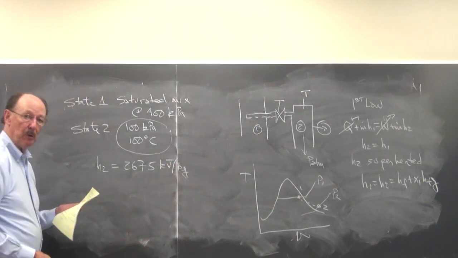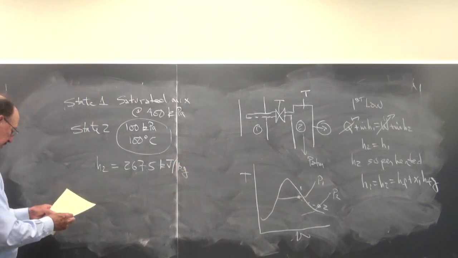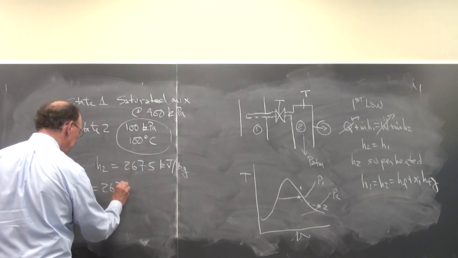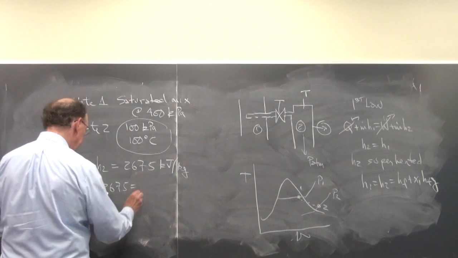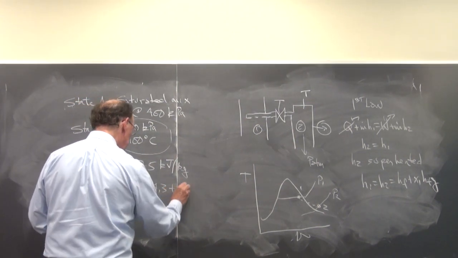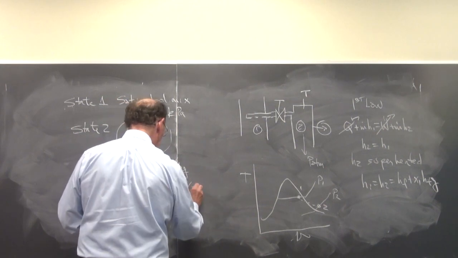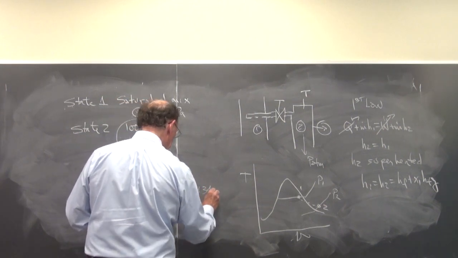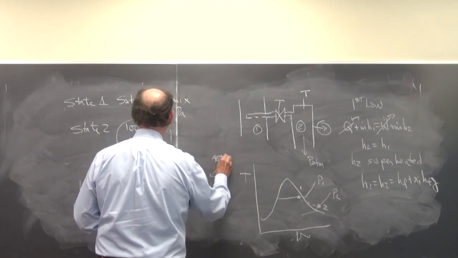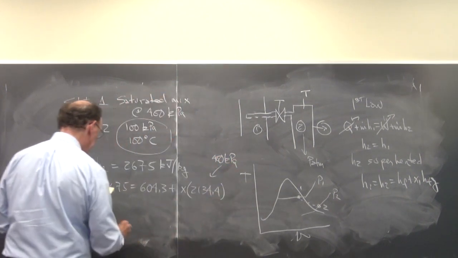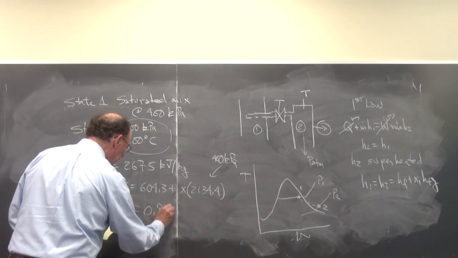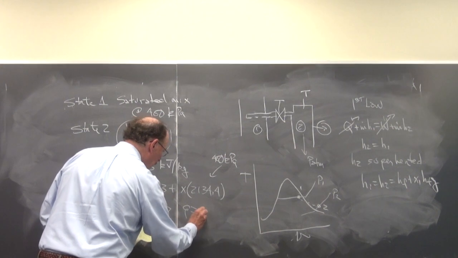I had to do a lot of interpolation to get there. And then h1 is equal to 2675. It's equal to h_f, 604.3, plus x1 times h_fg, 2134.4. And these are at 400 kPa. And I solve and I get that x1 is equal to 0.97, or 97% quality.